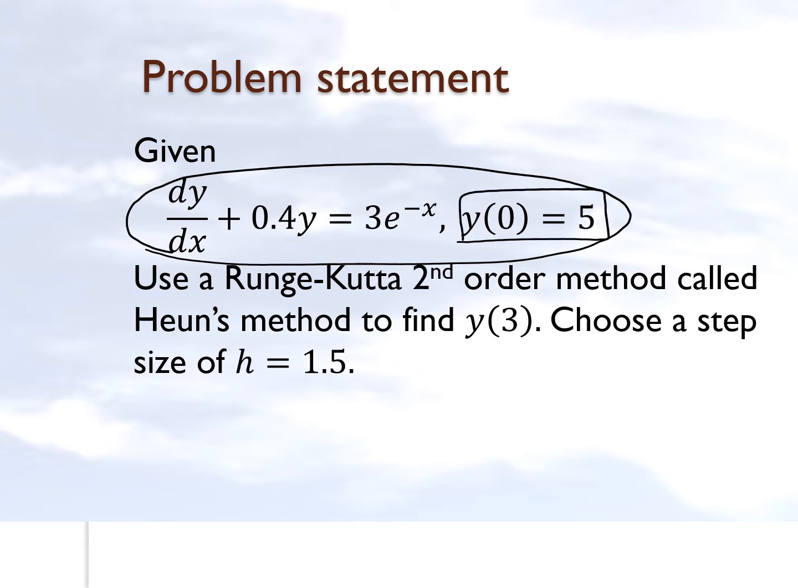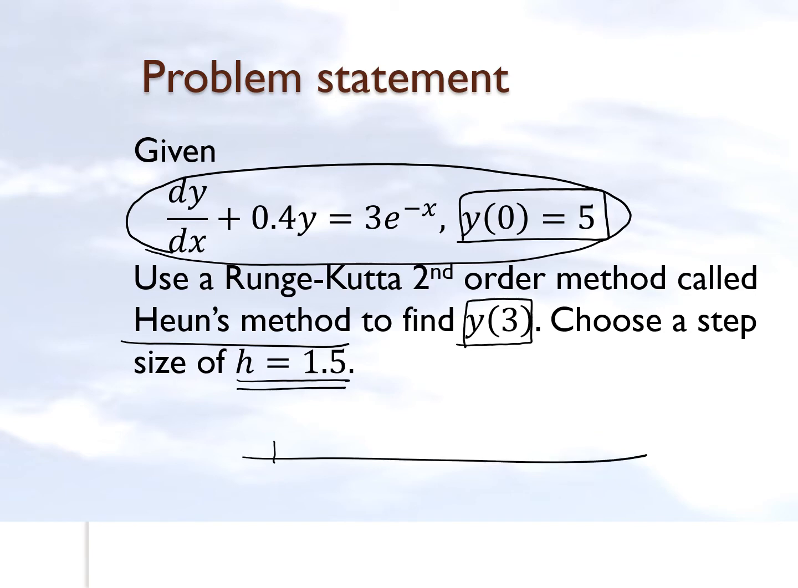We're asked to find the value of y at 3 by using the Heun's method, and the step size is 1.5. So if you look at that, the initial condition is at 0, and we are supposed to find the value at 3. We know that the initial value of y is 5, and since we're taking a step size of 1.5, that means that it will take us 2 steps to get to 3, because we will get the value of y here, and then we'll get the value of y here.